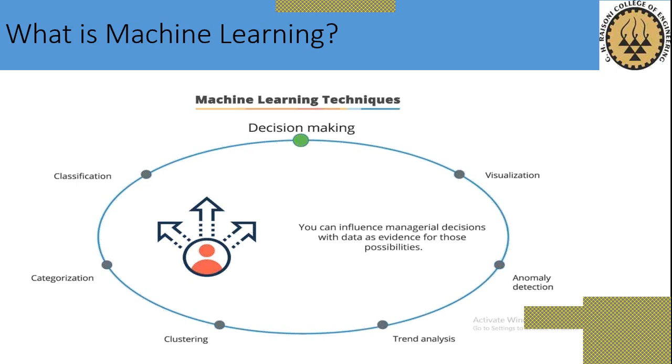So if managerial people want to take a decision, in that case also, machine learning plays an important role. By using various decision-making algorithms, the manager can take accurate decisions to implement his opinion. And these are the 7 techniques we use in machine learning.